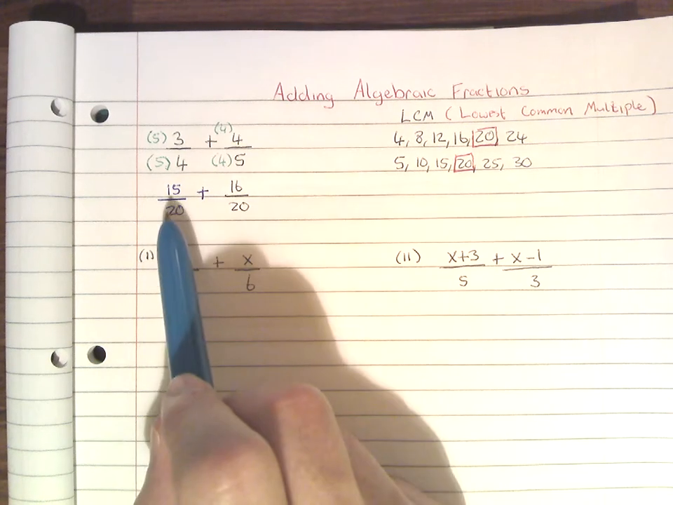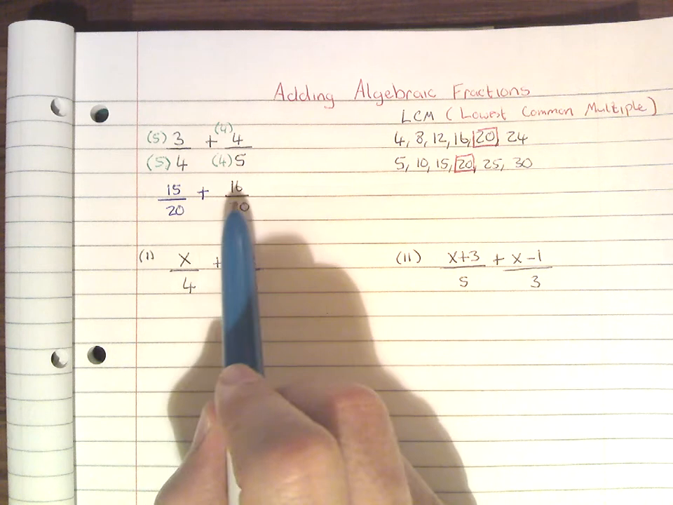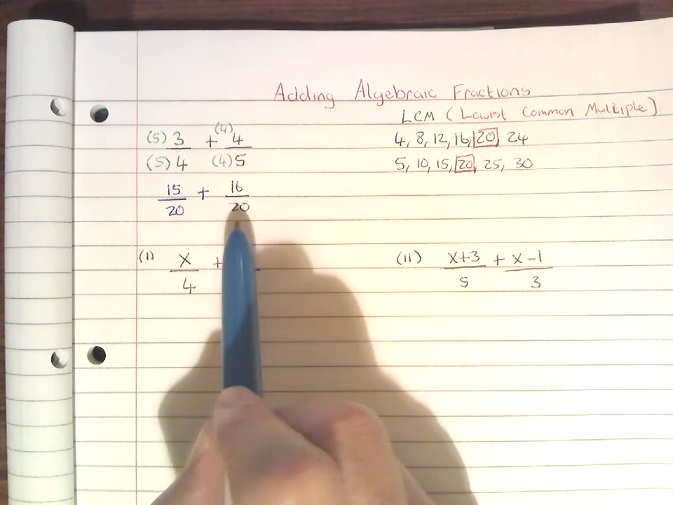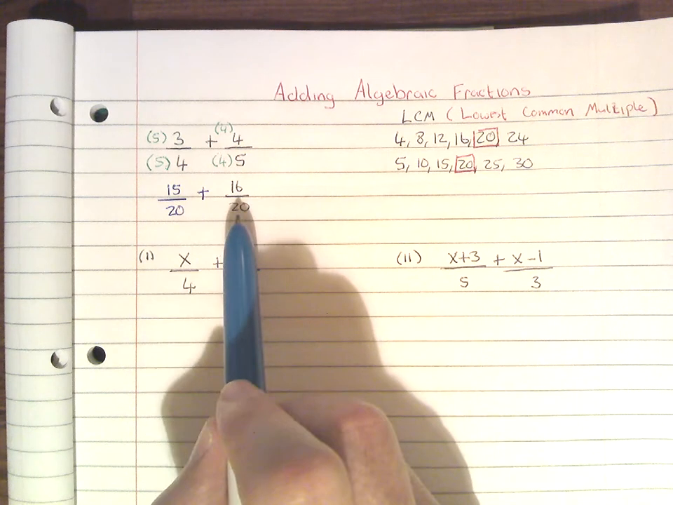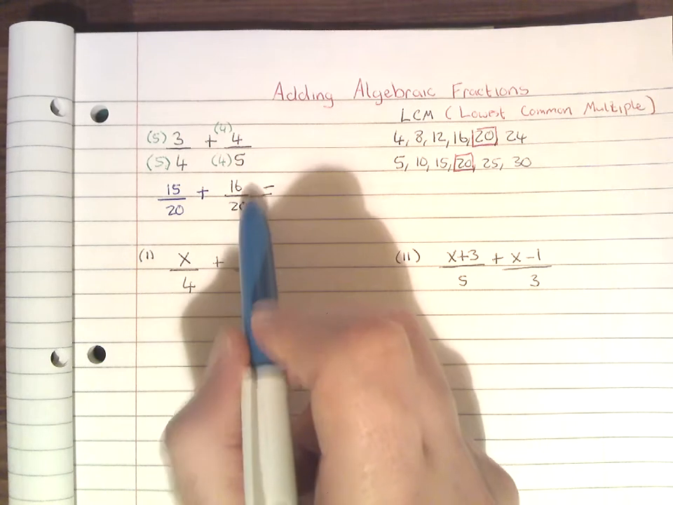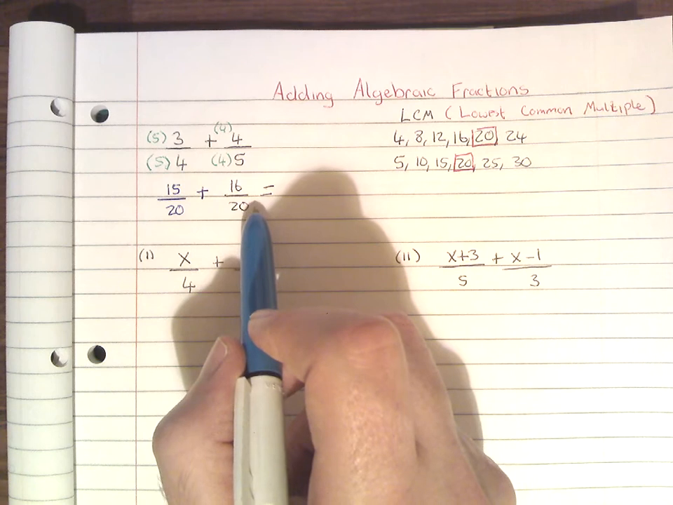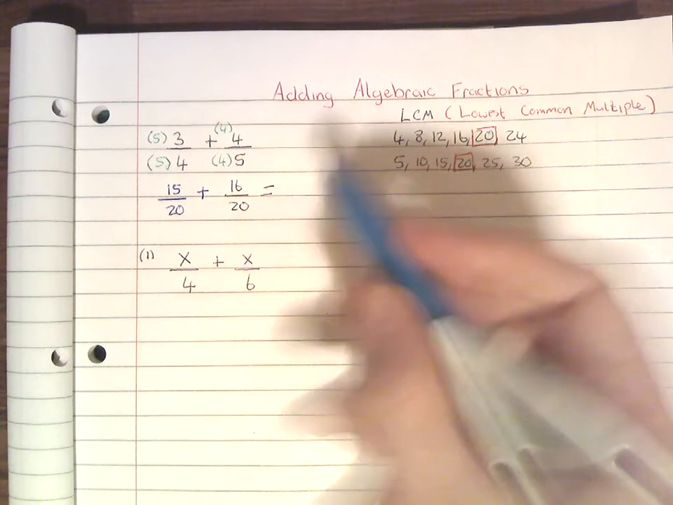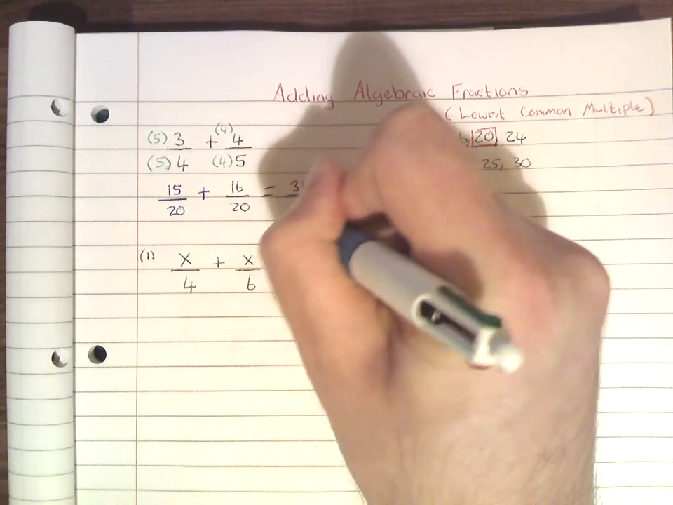So once we have changed them so that they're in the same denominator, we can just add the top parts and just keep the bottom. So what we're saying is we have 15 20ths and we have 16 20ths. When we add these together, I'm going to have 31 over 20, or 31 20ths. So it's going to be 31 over 20.